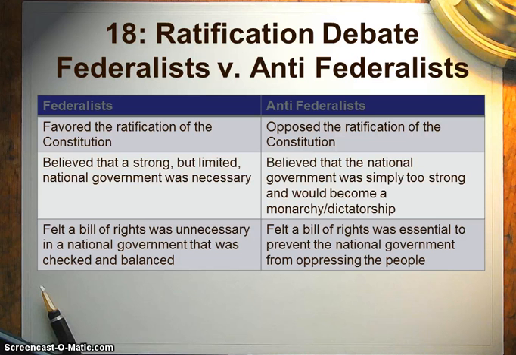These include people like Benjamin Franklin, James Madison, George Washington, and John Adams, people that were very happy about the writing of the Constitution. They believed that the national government needed to be very strong. However, it needed to be a constitutional or limited government. They thought that having separation of powers and checks and balances would be sufficient to limit that government. They also felt that a Bill of Rights would not be necessary.